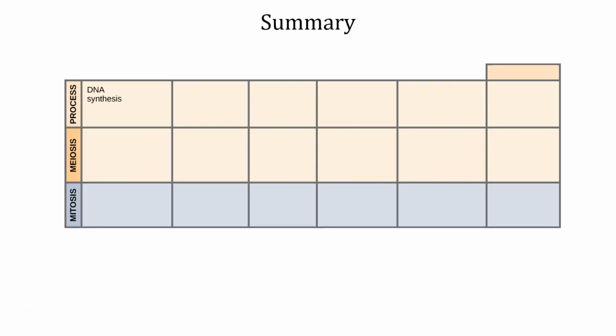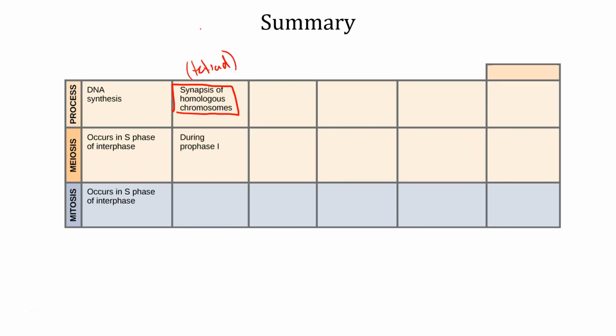So DNA synthesis, where this happens in meiosis and mitosis, it's the same. It happens in S phase of interphase. Okay, so that's where all of the chromosomes are going to duplicate to form sister chromatids. The synapsis of homologous chromosomes, that is the fusion of those homologous chromosomes to form a tetrad, happens in prophase 1 of meiosis, and it does not happen in mitosis. There is no tetrad formed in mitosis.